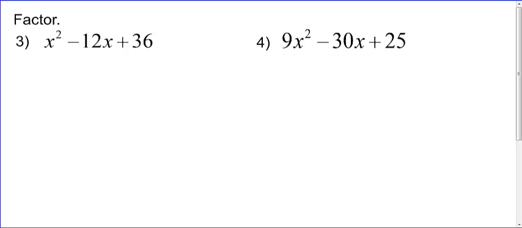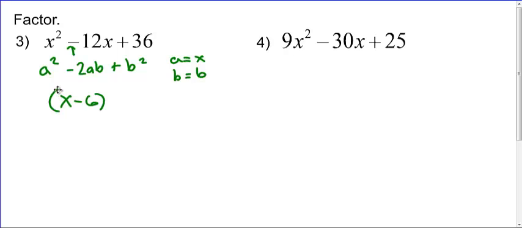All right, let's take a look at another one here. Notice that we have a subtraction sign this time. That's something we have to keep in mind. X squared minus 12x plus 36. Again, we have a nice, lovely, perfect square, 36, which is 6 times 6 right there. And I could think of it this way. It's in the form a squared minus 2ab plus b squared, where a would just be, in this case, our variable x, but b would be 6. And so what I have here is (x - 6) quantity squared.